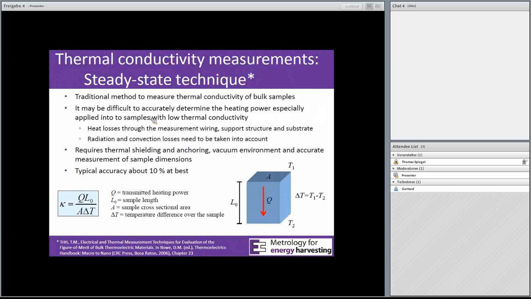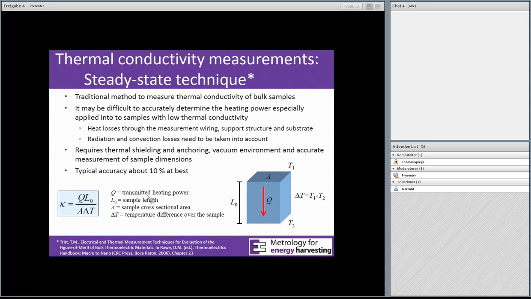First, have a look at the traditional steady state technique, which has been used for measuring thermal conductivity of bulk samples. In this equation, this is pretty much what the definition of thermal conductivity is. We can measure a bulk sample if we know the dimensions of the bulk sample. We heat one end of the sample so that we get a known temperature difference over the sample, and then we need to know the transmitted heating power.